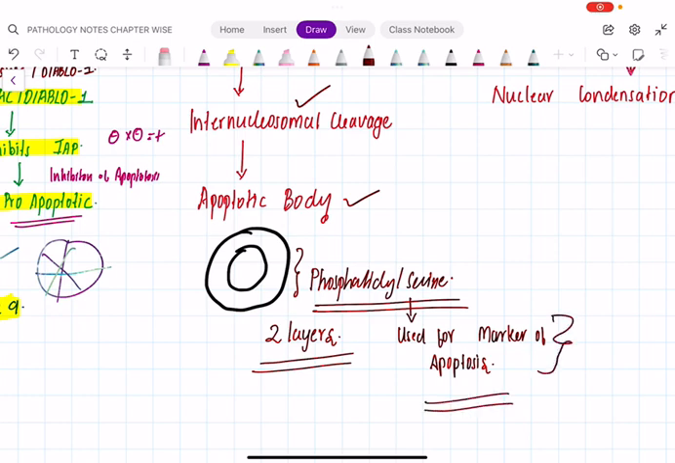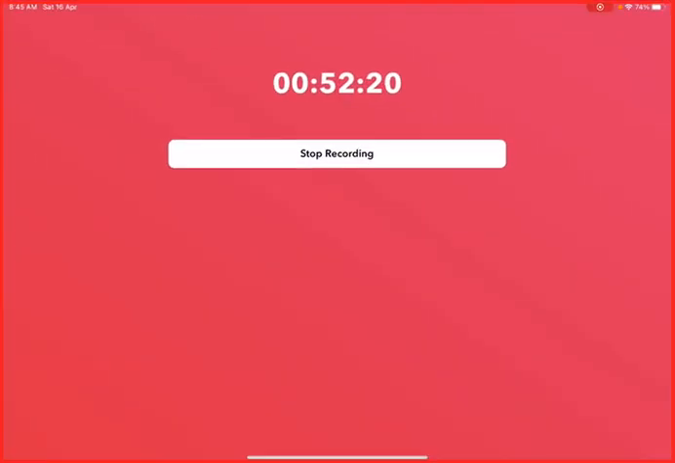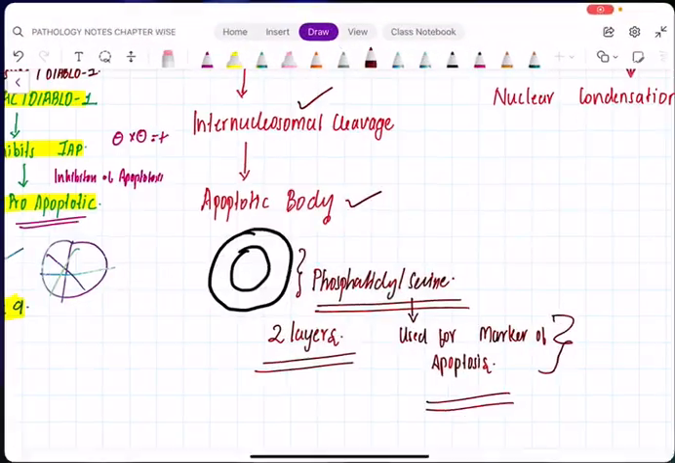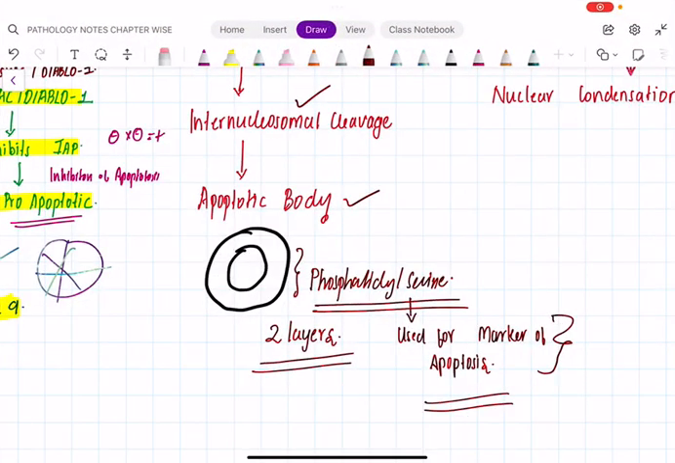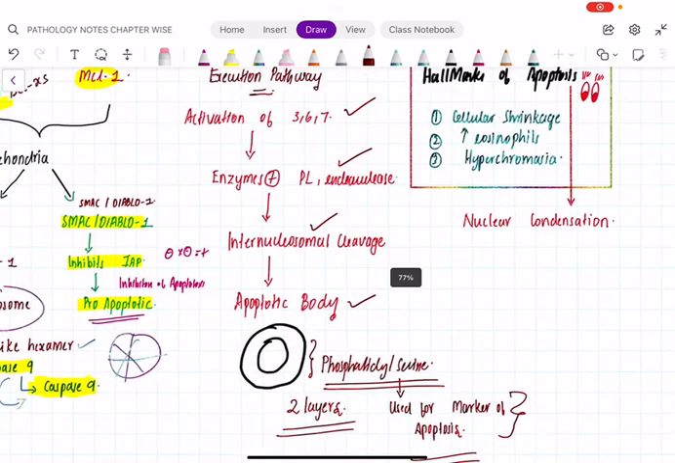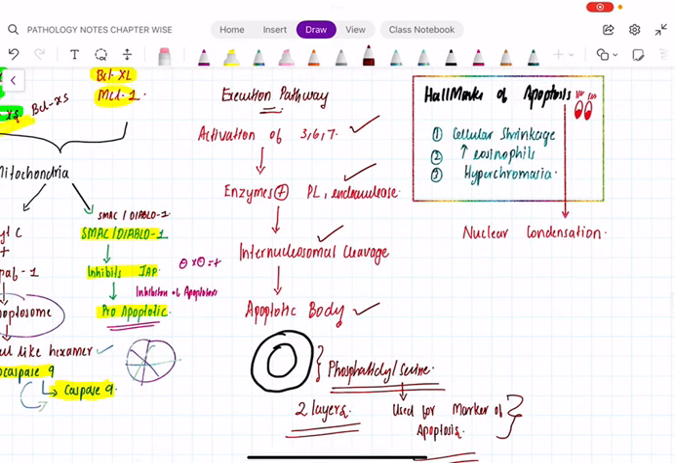As I told you, in extrinsic pathway, we have CD95. Here, phosphatidylserine is another marker, and that is actually a marker for the intrinsic pathway of apoptosis. That is actually a marker for what part? Intrinsic pathway of apoptosis. I hope it is clear for you. Phosphatidylserine, 2 layers, used as a marker of apoptosis. Okay, so the activation of enzymes, internucleosomal cleavage and apoptotic bodies.